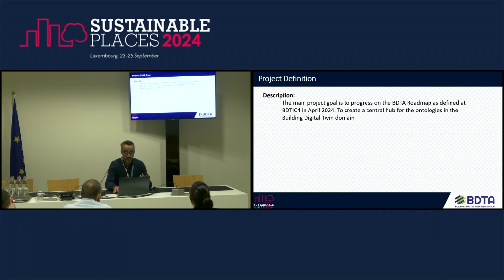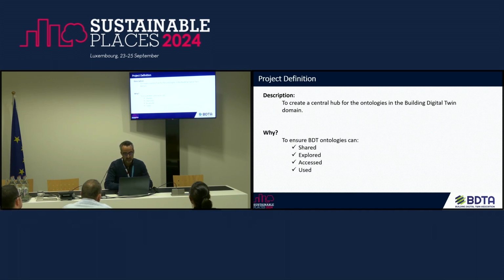But before that, why do we need a catalog? We need a catalog to enable users to share the ontologies that they develop, or to explore available ontologies in the domain, see their use cases, and access those ontologies, and finally to encourage the usage of those ontologies among the user groups and among the industry and the domain of interest.